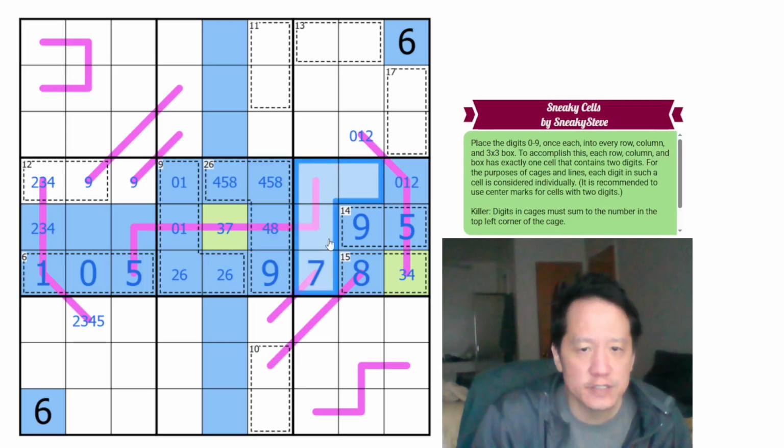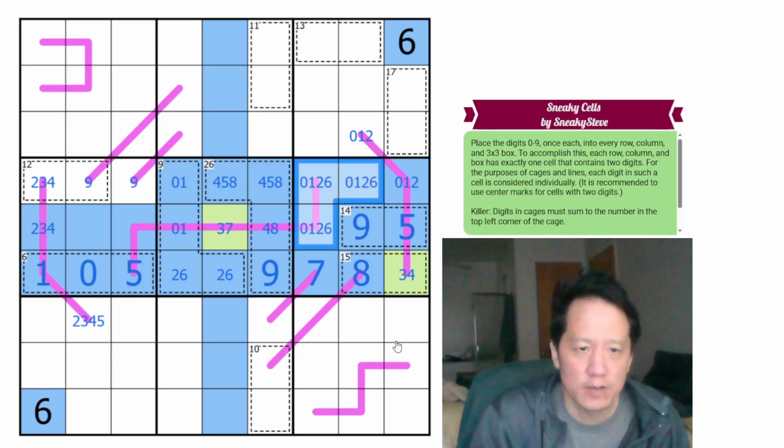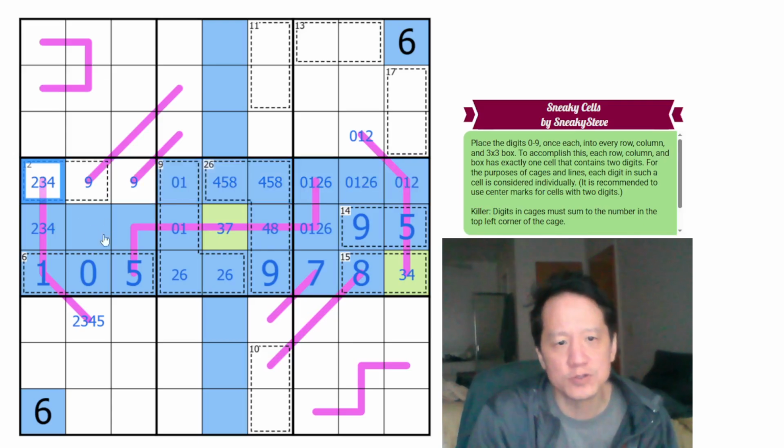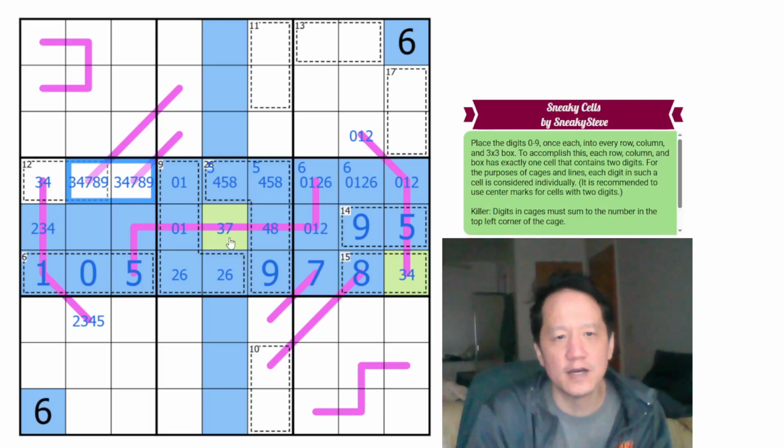The remaining digits in these cells are 0, 1, 2, and 6. Okay. We now have a 0, 1, 2, 6 quadruple in row 4, which eliminates 0, 1, 2, and 6 in the rest of the row. So this can't be 2. This can't be 6 anymore because one of these has to be a 6. One of these is a 5. So we have 3, 4, 7, 8, and 9 as possibilities here.